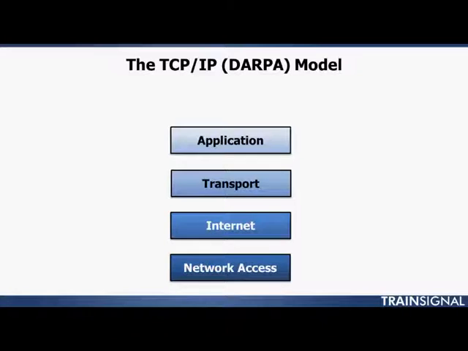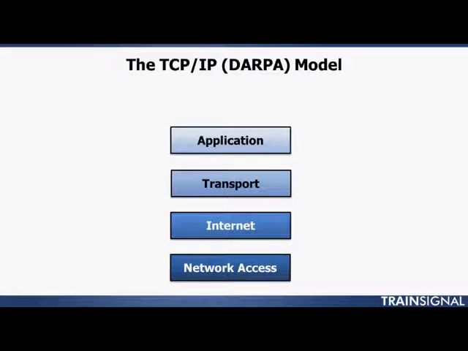So this is what the 4-layer DARPA model looks like. You'll see here that the top layer, just like with the OSI model, is the application layer. Below that, we have a transport layer. Then we have an internet layer. And finally, at the bottom, we have the network access layer.